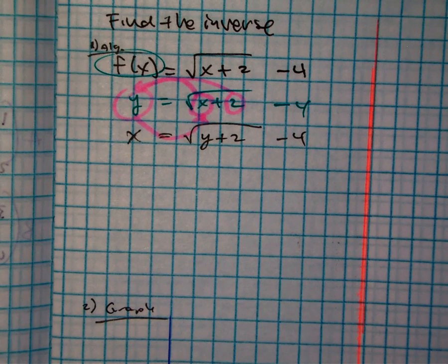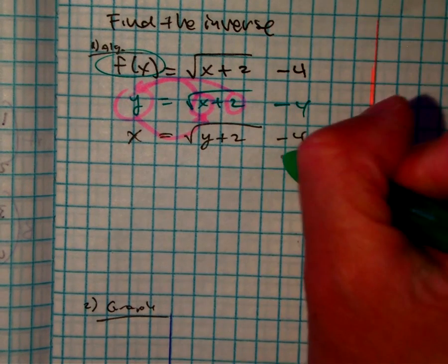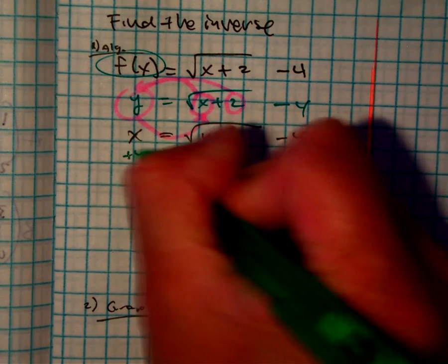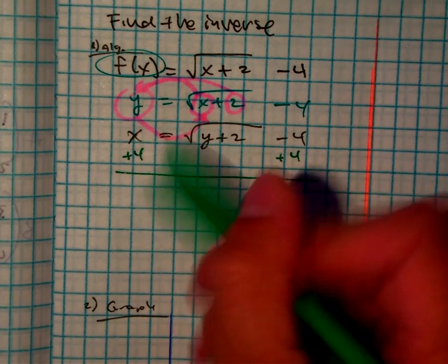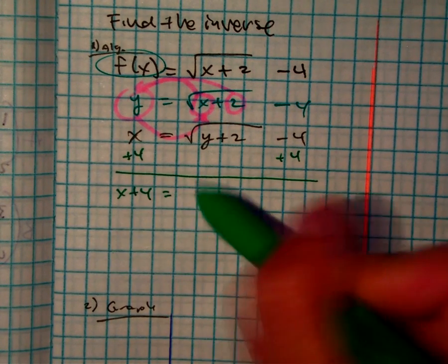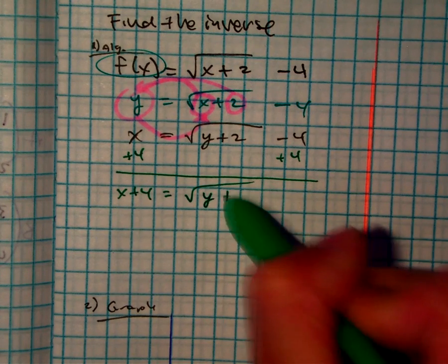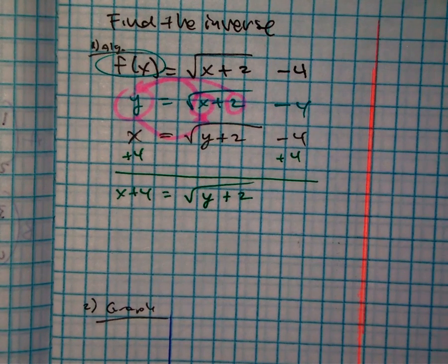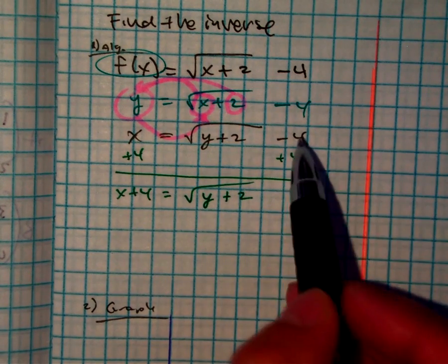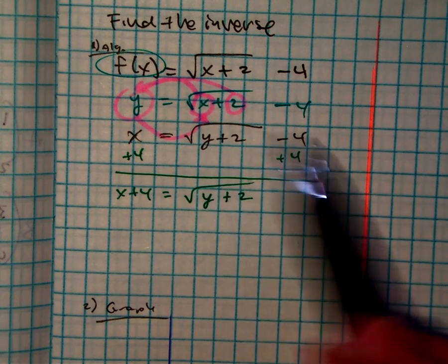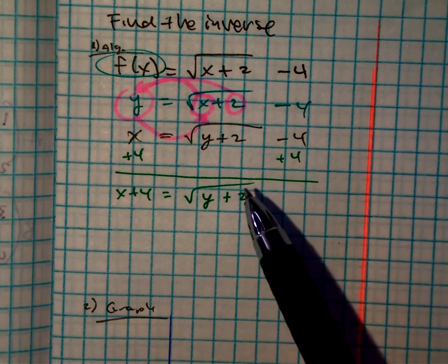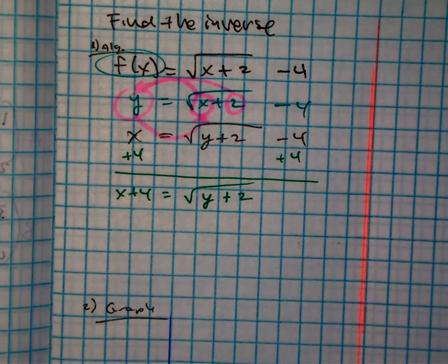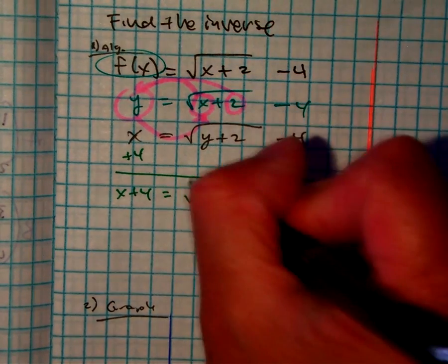Leslie, what should I do next? Add 4 to both sides is correct. X plus 4 equals square root of y plus 2. The reason why you need to add 4 is because eventually you're going to square it. You don't want to square something like that. Okay? Brenda, what should we do next? Then we should square both sides. We're going to square both sides.